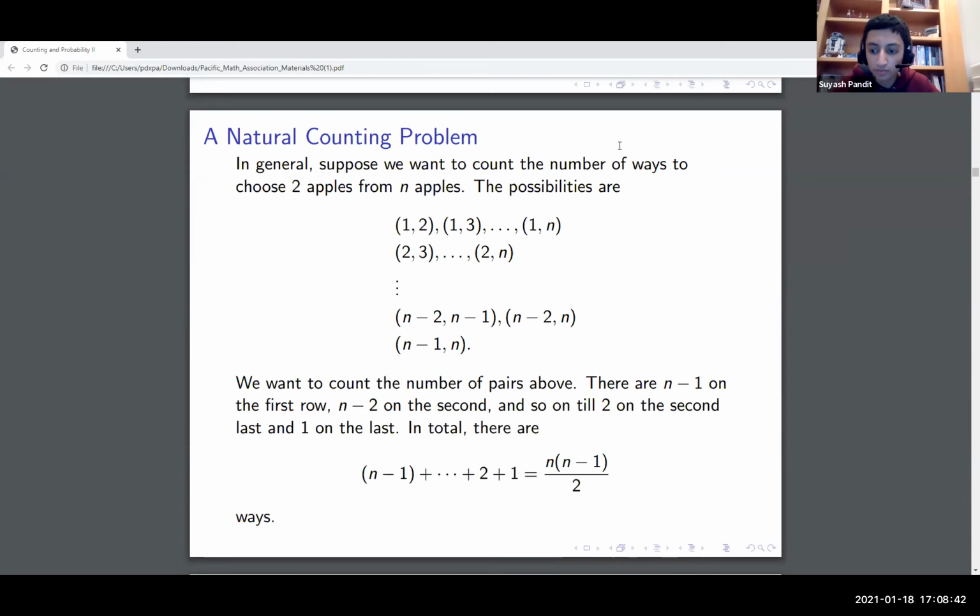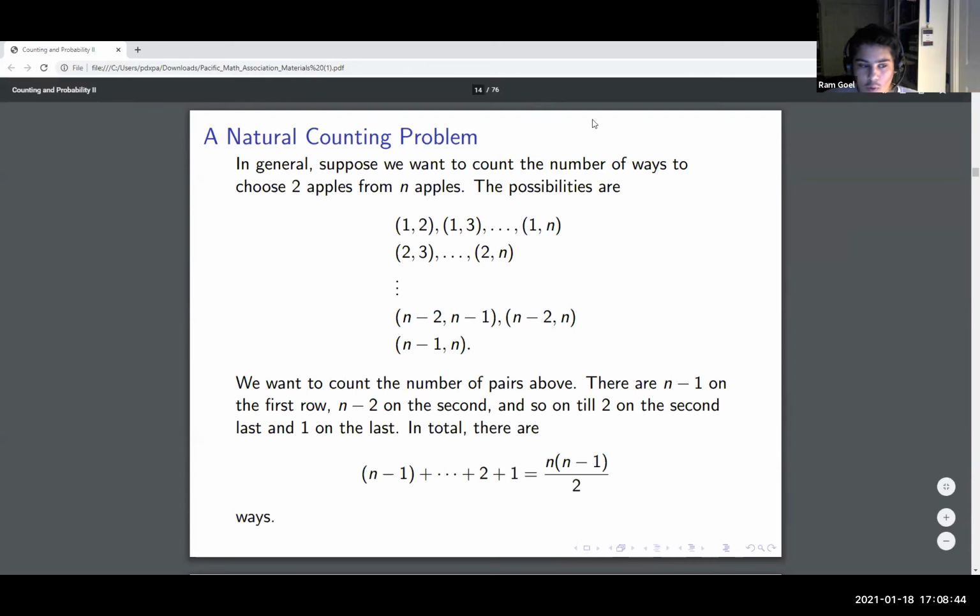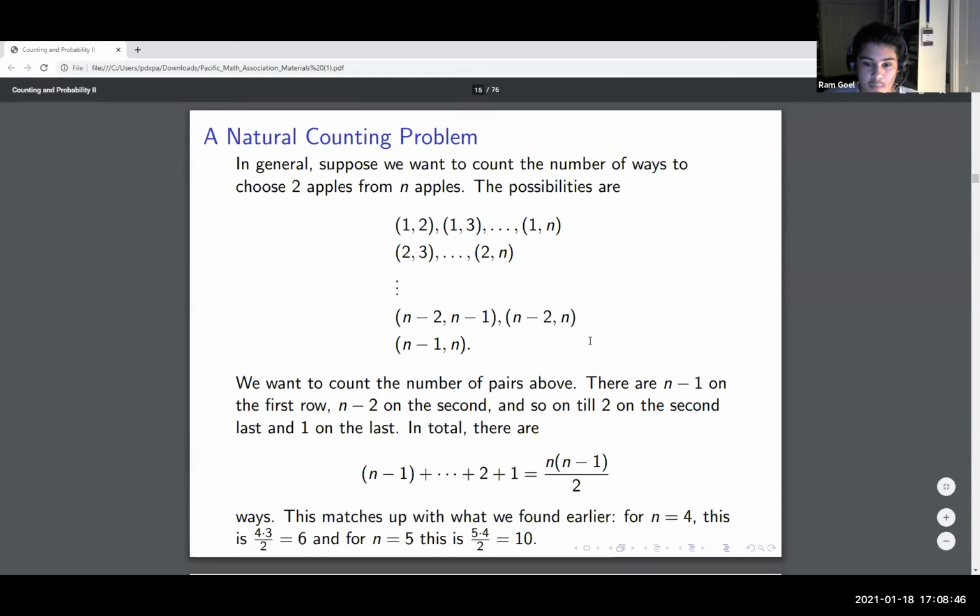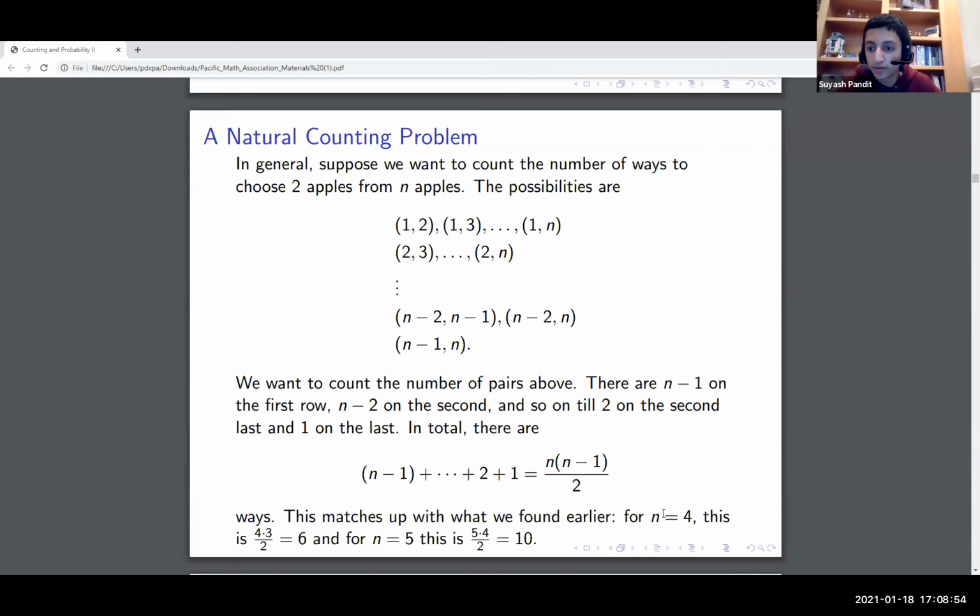Okay, Ram, you want to take it from here? Yeah, there's one more slide, which is just to confirm this with what we did for n equals 4 and n equals 5. So for 4 apples and 5 apples, you can check that this is indeed a valid formula. Okay, any questions so far? We'll take a break for about 30 seconds. Any questions, and then I'll.